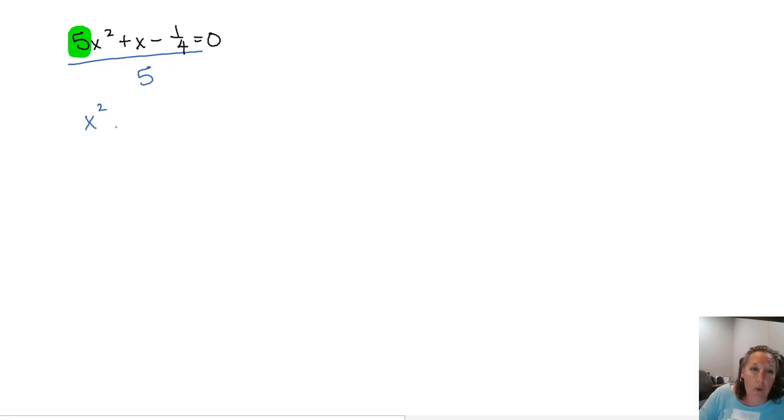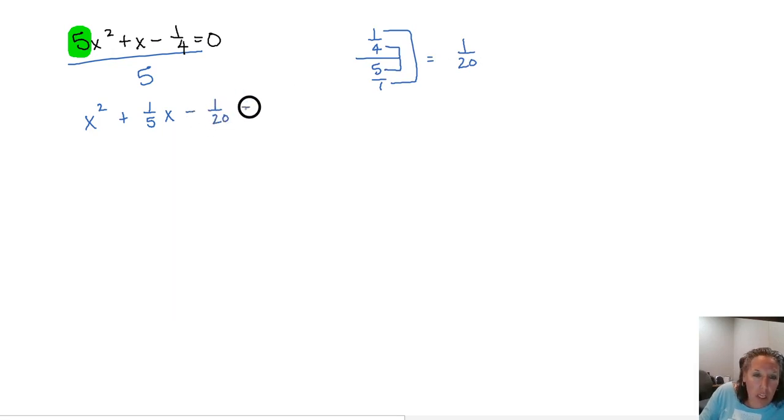So 5x squared becomes x squared. I'm going to go ahead and write this as a fraction. So instead of x over 5, I'm going to write this as 1/5 times x. And then 1/4 divided by 5. You can use the inside and outside. That's going to be 1/20. Our outsides give us our numerator, 1 and 1, and our insides give us our denominator. So this is going to be minus 1 over 20.